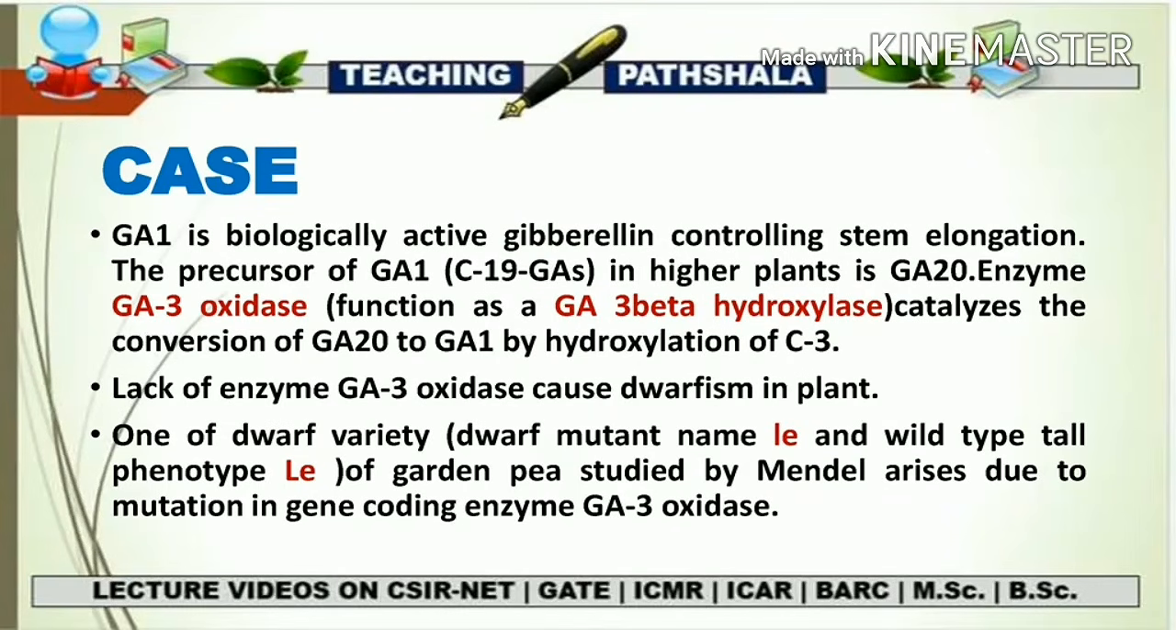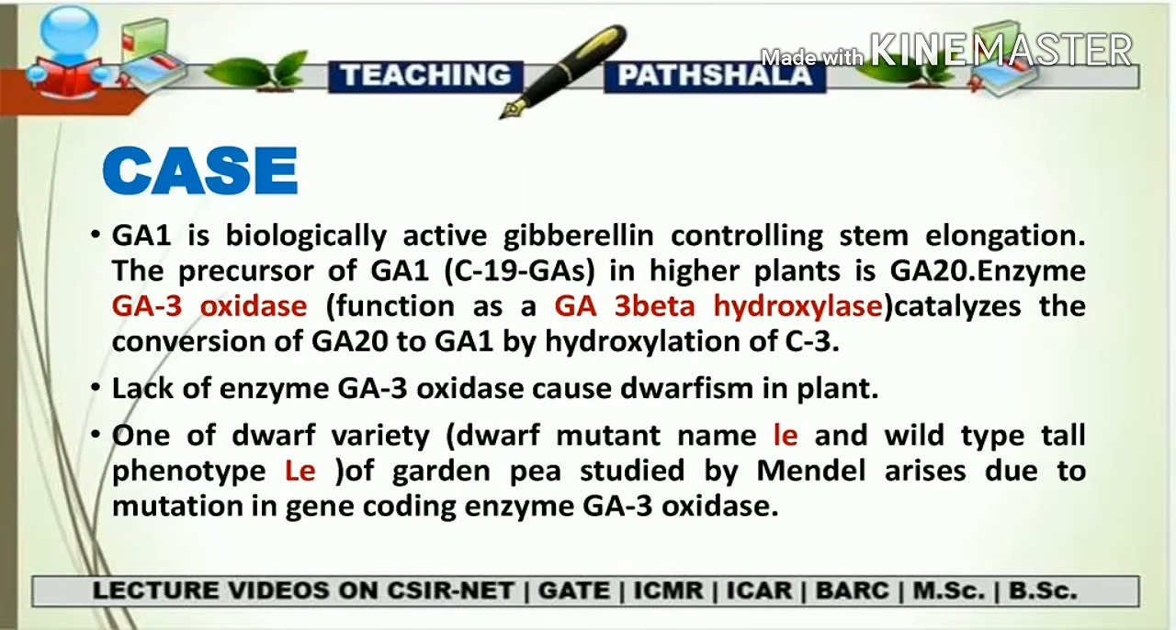So the GA3 oxidase enzyme is a very important enzyme that plays a role in converting GA20 into the bioactive GA1 gibberellic acid. There is one case of mutation, a dwarf variety, that is the dwarf mutant known as small l and small e, and the wild type of this form, which obviously shows a tall phenotype, is known as capital L and small e.